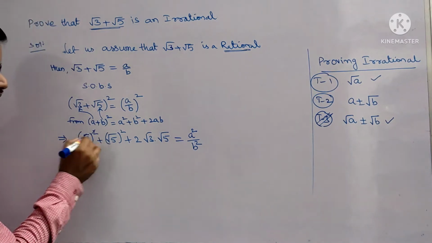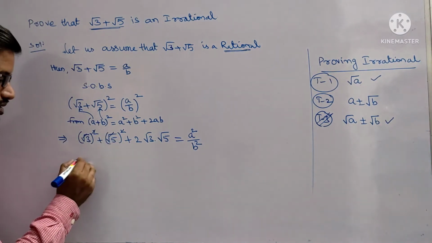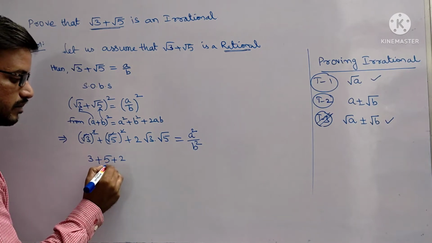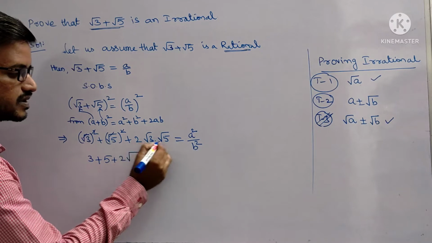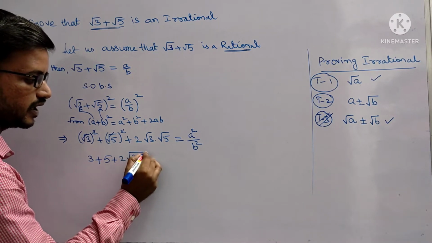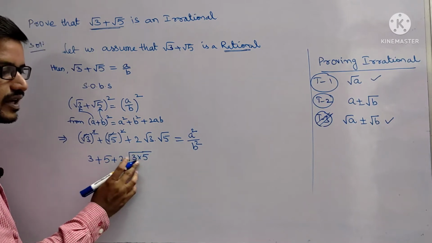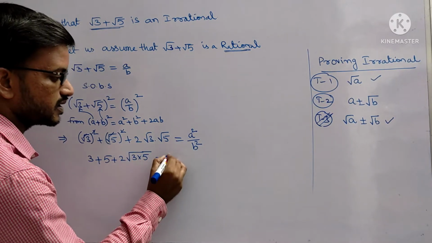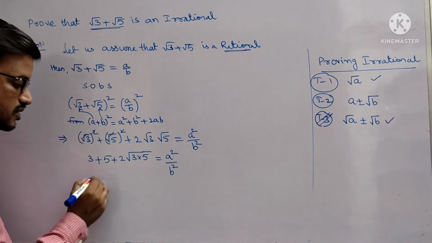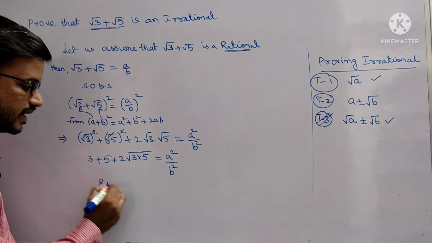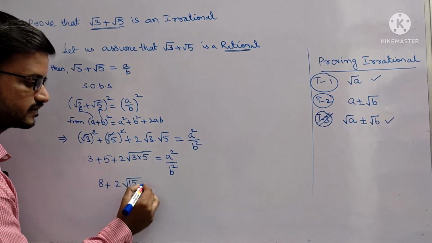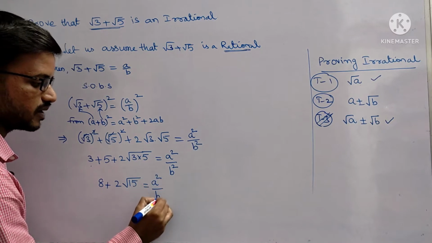Okay, so here the square root gets cancelled. From this, 3 plus 5 plus 2 root, here it is root a into root b form. Root a into root b can be written as root of a into b, that is root 3 into 5. It is equal to a square by b square. So 3 plus 5 we can write as 8, plus 2 root 3 fives are 15, is equal to a square by b square.